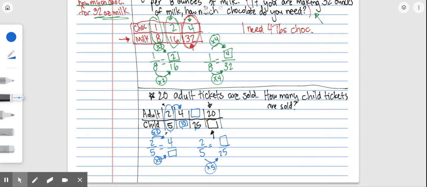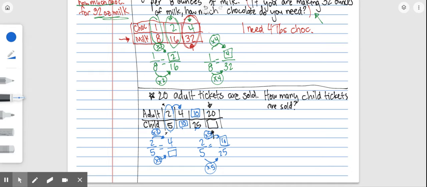Which means in the numerator, I do the same thing. 2 times 5, which is 10. Hey, I just happen to have a 10 in the numerator and the denominator. That's cool. That doesn't always happen. That just happened to work. Okay, so I'm filling this out. I'm almost done. I still need this last column.